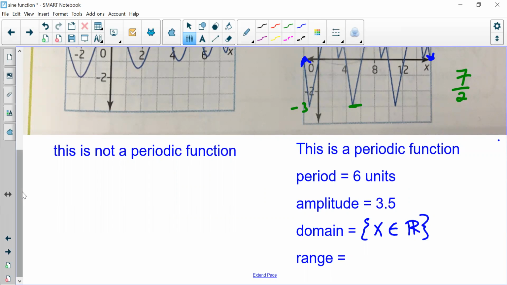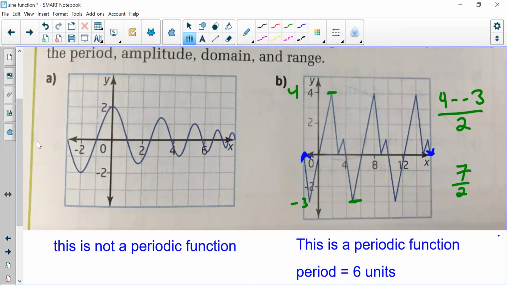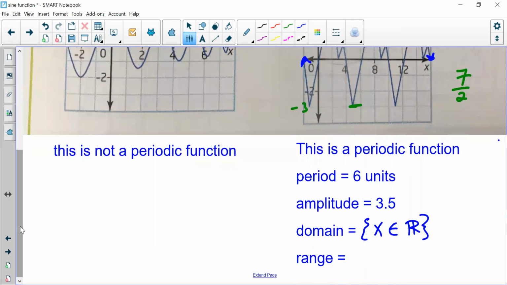Okay, what is range? There are limitations on range. What's the smallest number? And what's the highest number? Good. It is going to go from -3 to 4. So how do I write that? Start with your smallest number. Start with your smallest number. Y is greater than -3 and less than or equal to 4, because it exists there.